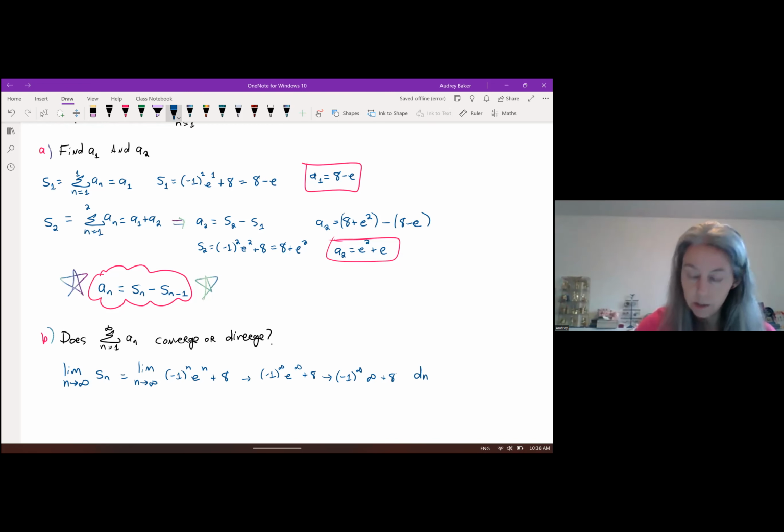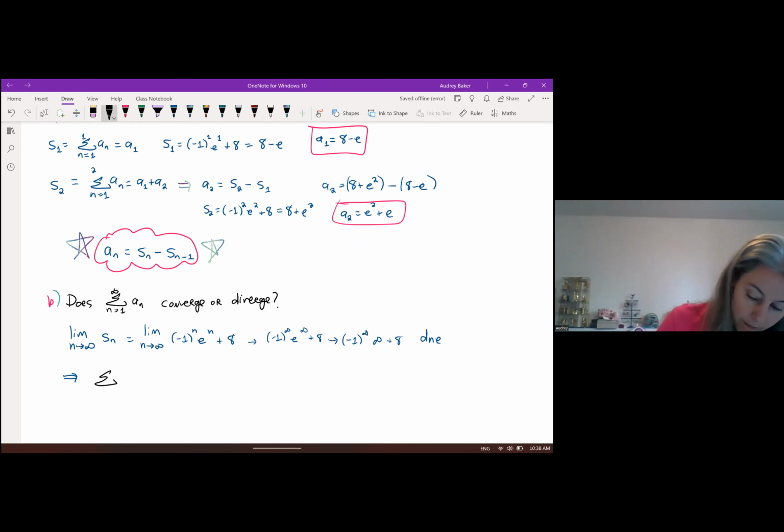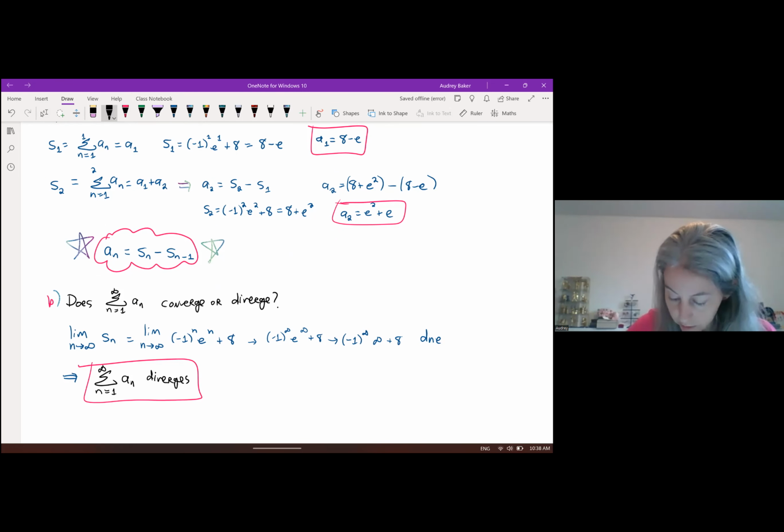So this limit does not exist, which implies that therefore the sum from n equals 1 to infinity of a sub n diverges, because S sub n also diverges. So S sub n diverges.